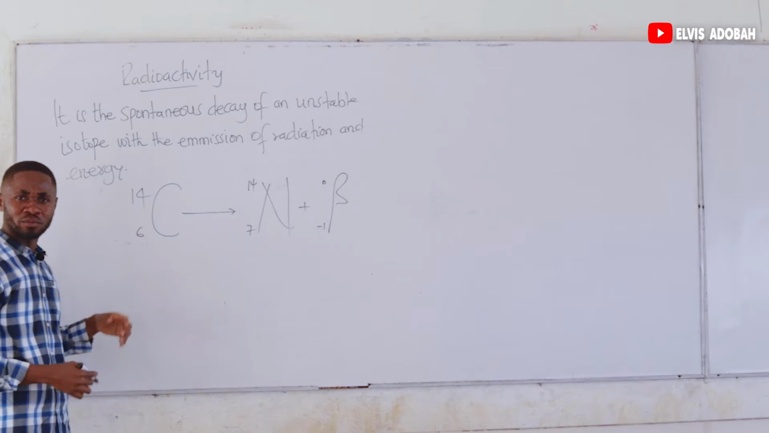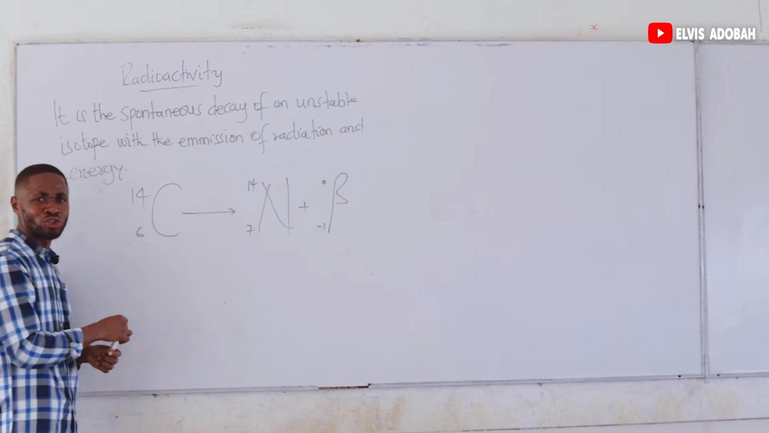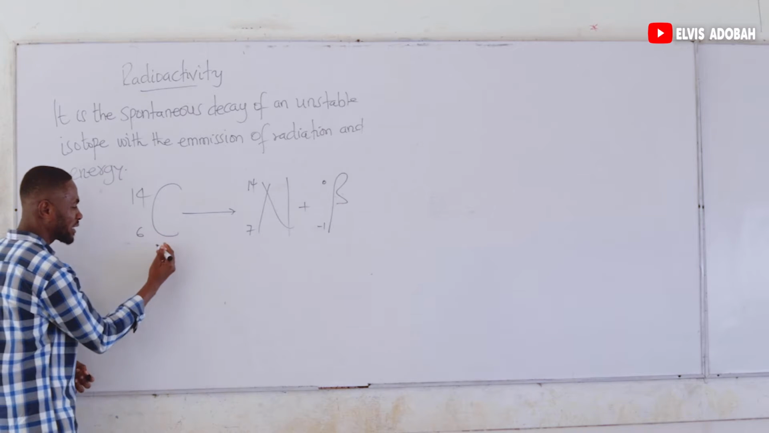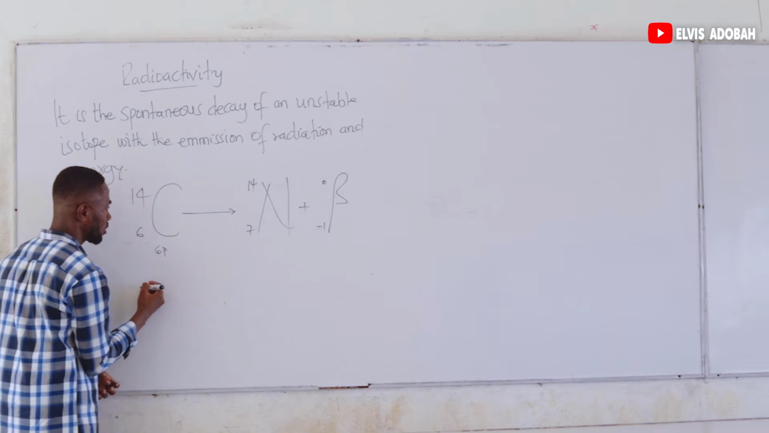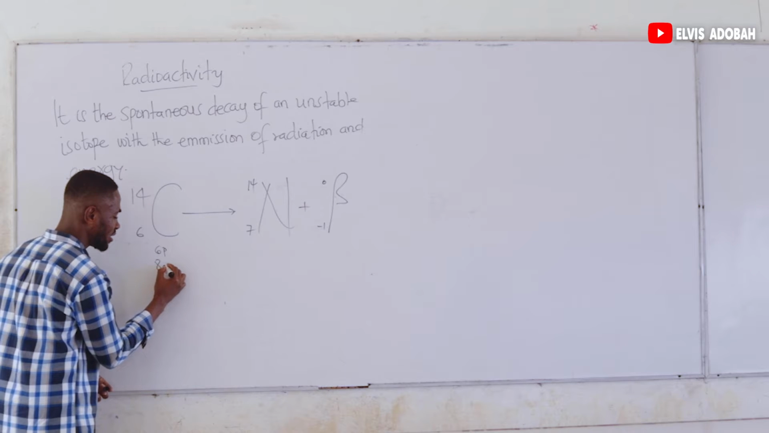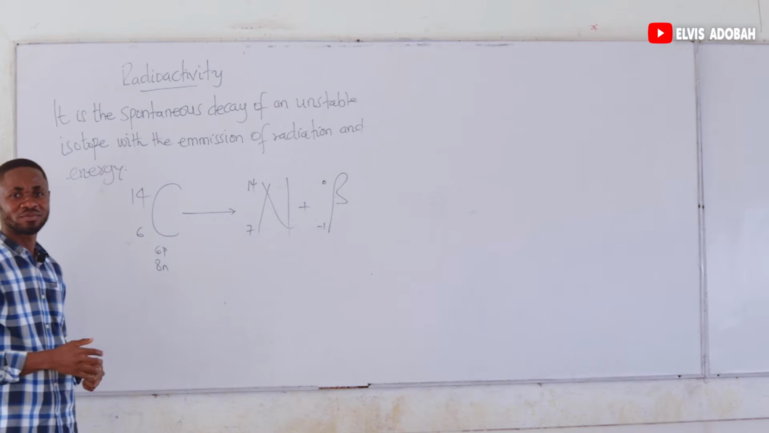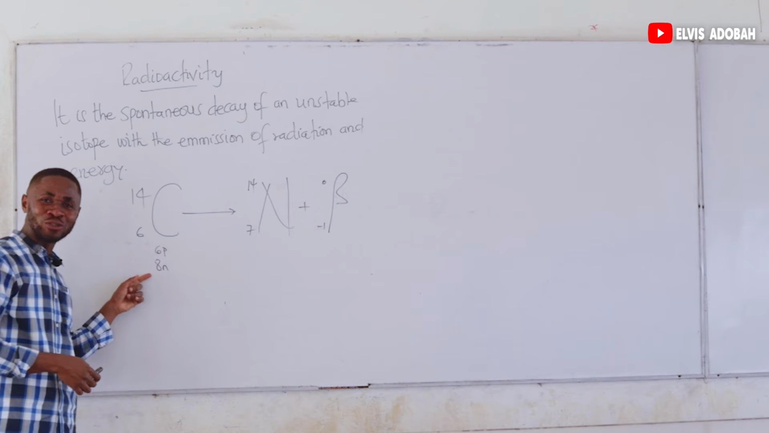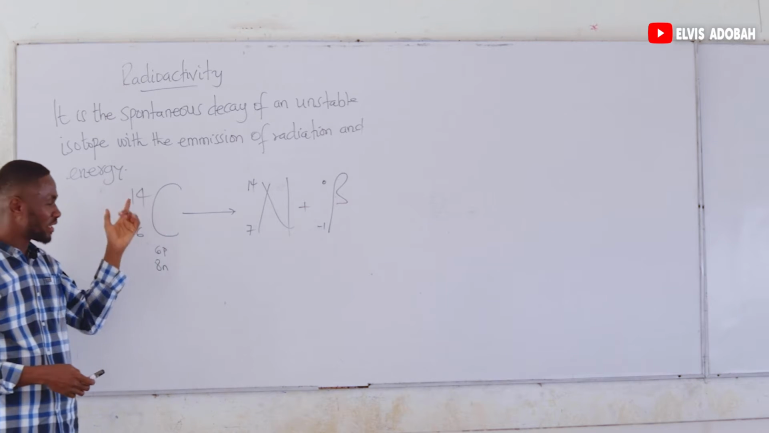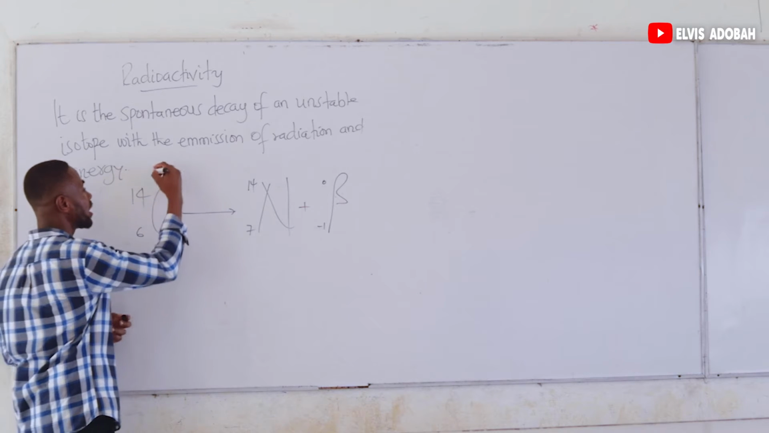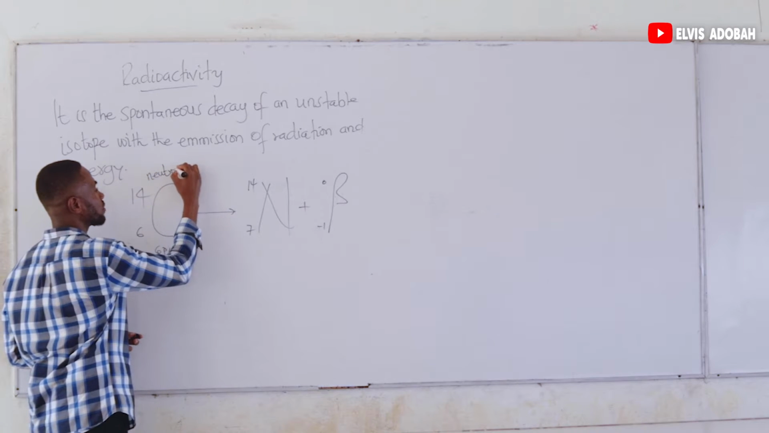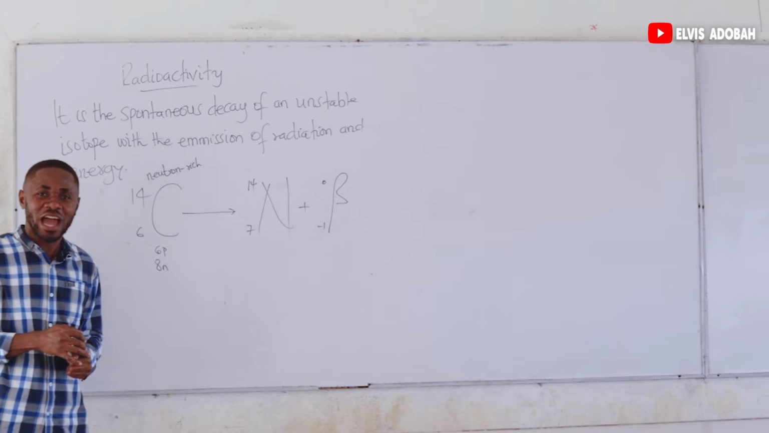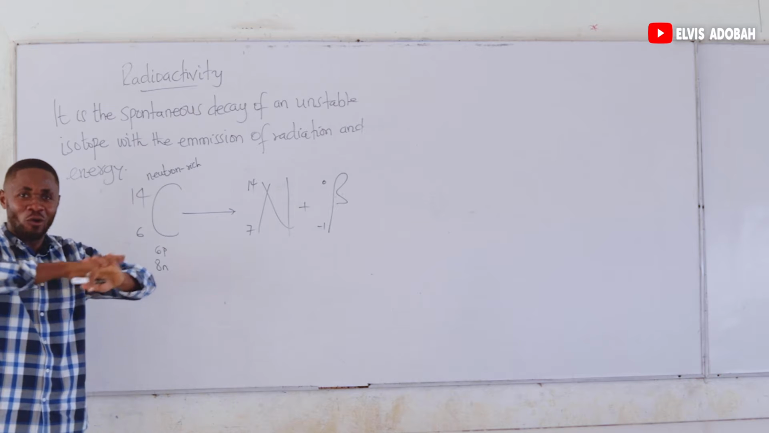In this example, we have an isotope of carbon called carbon-14. Carbon-14 has 6 protons and 8 neutrons. When you look closely, you realize that there are more neutrons than protons. So this isotope is neutron-rich. And what did we say about neutron-rich isotopes? Yes, they are unstable.